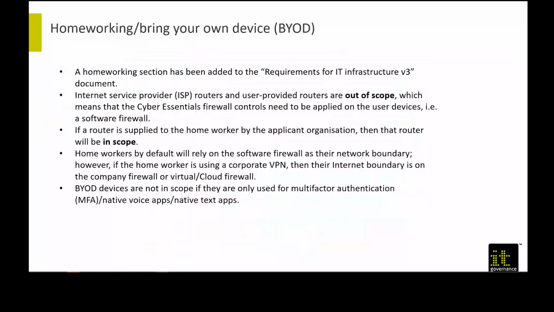Home workers by default will rely on the software firewall as their network boundary. However, like with Beacon, if the home worker is using a corporate VPN, then the internet boundary is on the company firewall or the virtual cloud firewall. BYOD devices are not in scope if they are only used for MFA or native voice apps or native text apps.